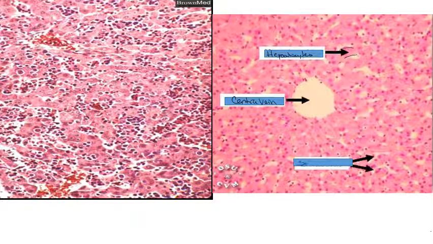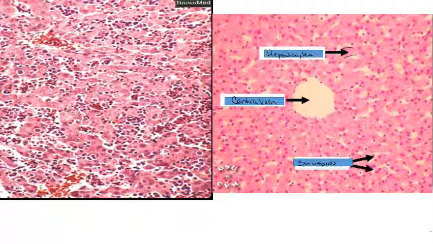A sinusoid is a type of vessel that is very open and leaky, so that all sorts of nutrients and blood cells can go in and out and exchange openly, so that there's not a limitation or restriction on fluid flow.